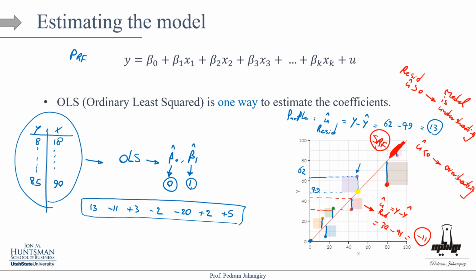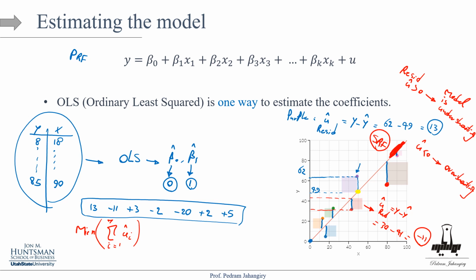But if I simply sum these residuals, u hat i, where i goes from 1 to 7, the positives and negatives are going to cancel out each other. Remember, the goal is to minimize the summation of the residuals, but if I simply add them, they cancel out, so sometimes we don't get a good answer. So what can we do?